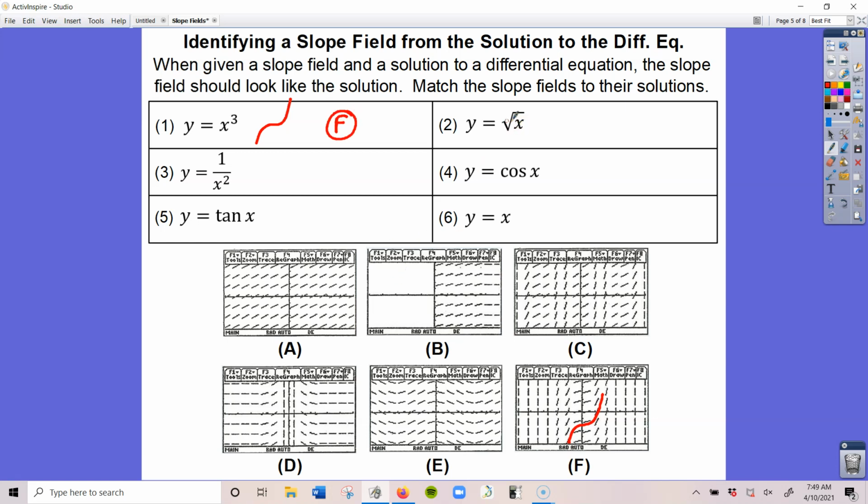For number 2, we have y equals the square root of x. The square root of x, remember, is limited to positive values. It can never be negative because we cannot have a negative inside of the square root. And if you look here, the only graph that does not have anything on the left side of the y-axis, so for negative x's, would be B.